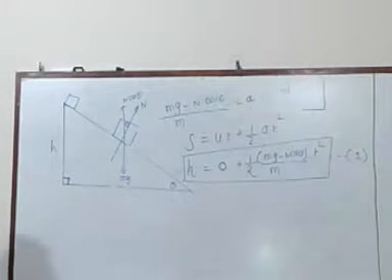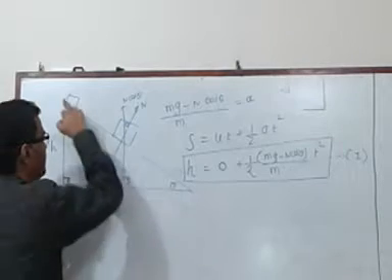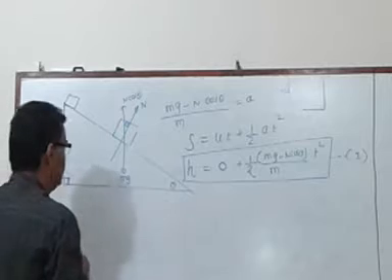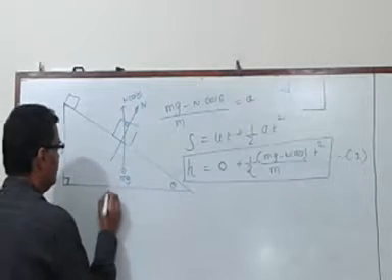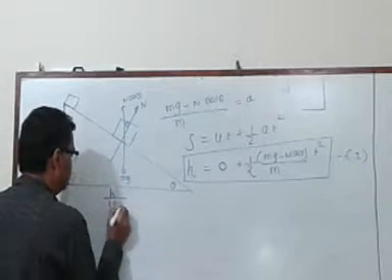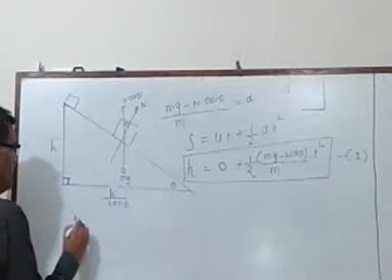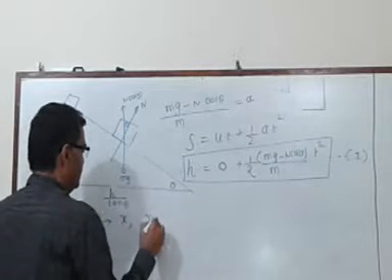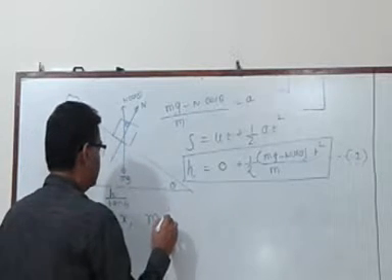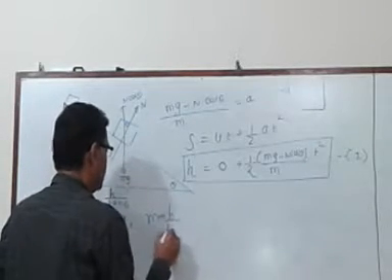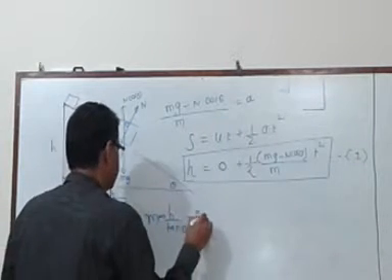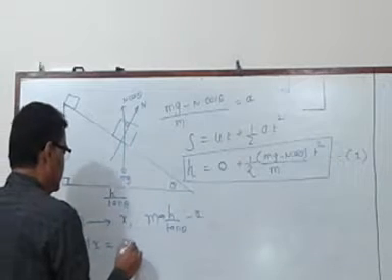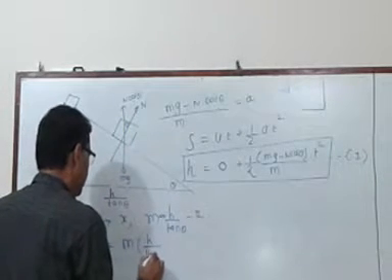The total distance traveled by the wedge and the block together is equal to the horizontal distance. We are talking only about horizontal distance, and this distance is going to be h upon tan theta. Suppose the block capital M travels a distance x, then the small m travels a distance which is h upon tan theta minus x, and that is why we have M into x is small m into h upon tan theta minus x.